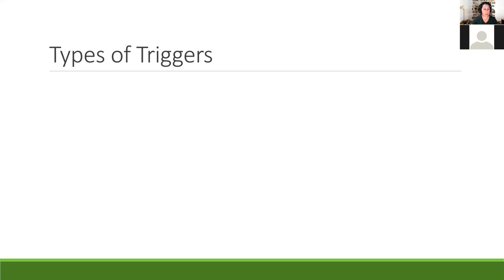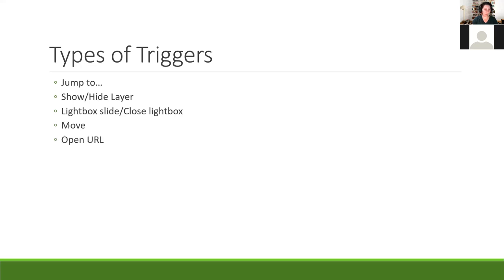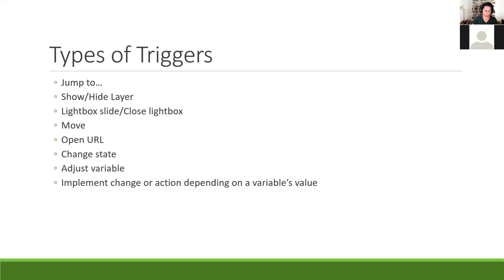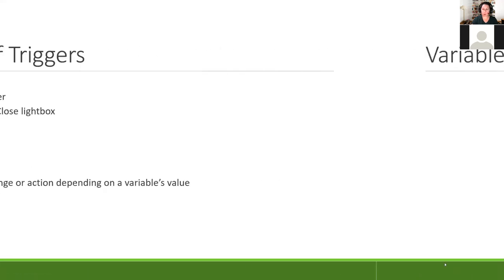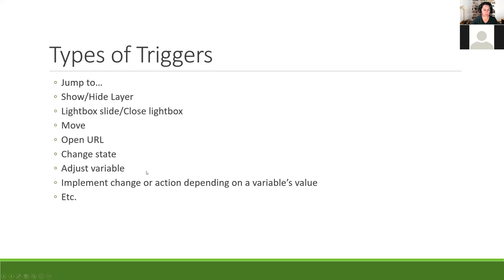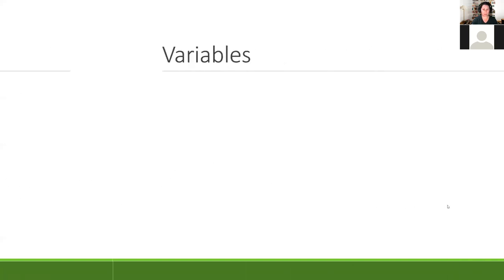Okay. Types of triggers. Again, to recap, triggers can be used to jump to something, show or hide a layer. They can be used to create lightboxes very easily. They can move items, open URLs, change the state of something, adjust a variable, and so forth. What's really key and really useful about variables is that you can tie in an if statement that'll only implement a change or action depending on the value of a variable. And you can program all of that out yourself.